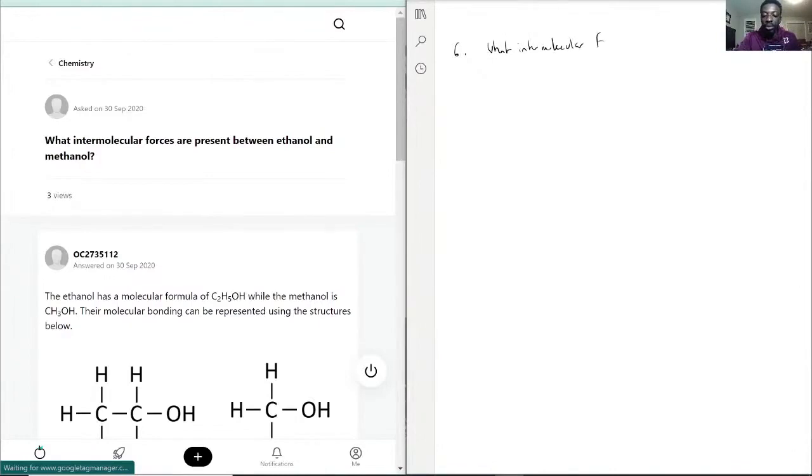Intermolecular forces present between ethanol and methanol. So this is another example of things that you unfortunately have to memorize, but let's actually break this down by their prefix. So let's start with methanol, which is actually the prefix of methane.